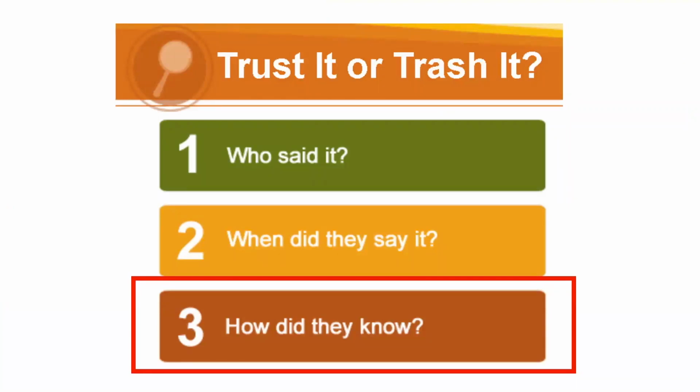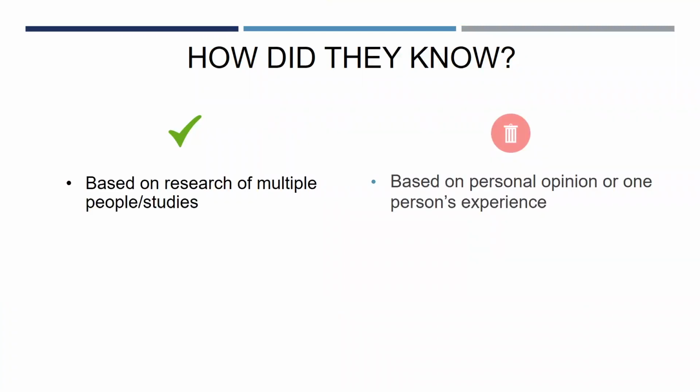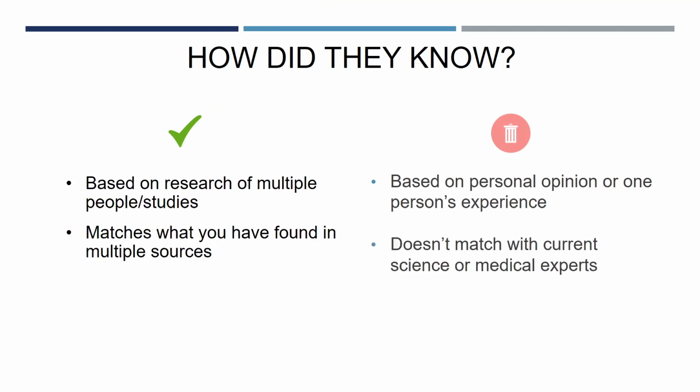And our final question, how did they know? So when looking at how do they know, we want to know, was the research based on multiple people or multiple studies, or is it based on personal opinion, one person's experience, or a study of a small group of people? Does it match what you found in multiple sources? So there should be some consistency.